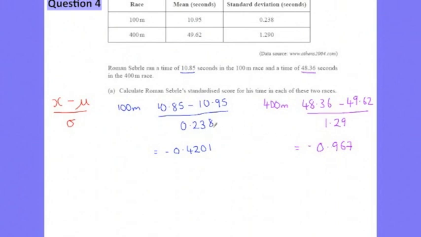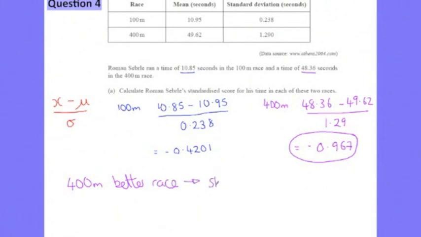So we've got these 2 values, and they're the standardized scores for this particular runner against the mean and the standard deviation in this Olympic Games. Which one did he do better in? Which one was he further away from the mean? The further away from the mean is the number that is more negative. This here was the better race. So we can interpret this by saying that 400 metres was the better race. He performed better in the 400.